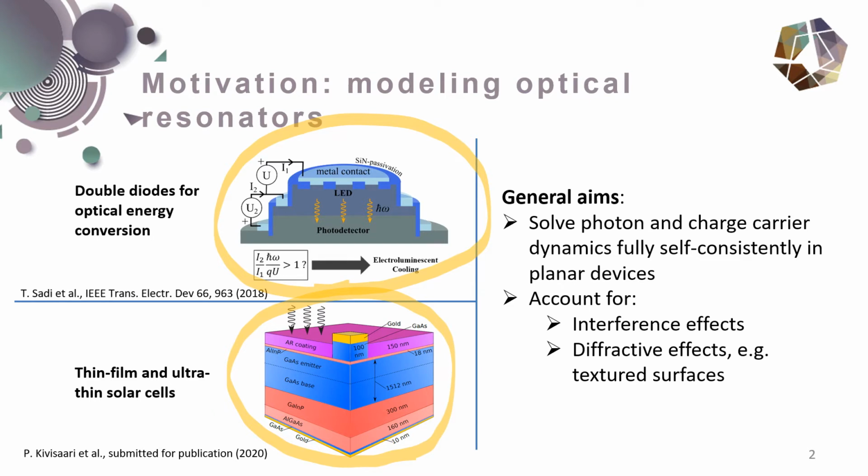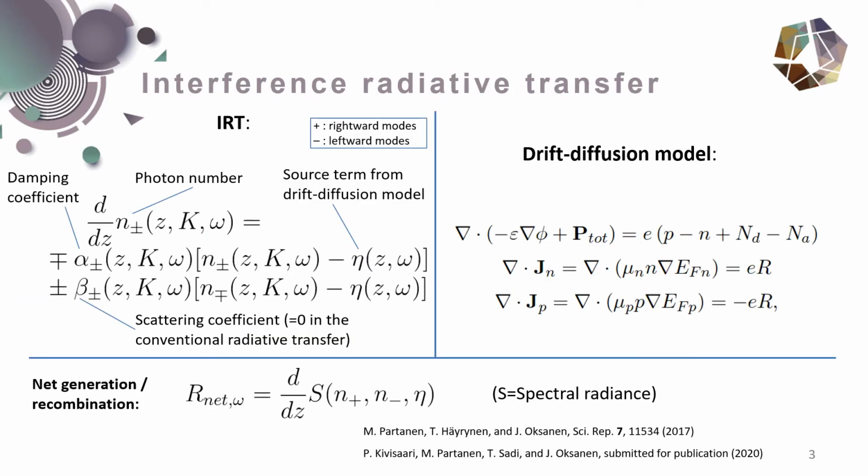Both of these device concepts share the need to solve photon and charge carrier transport fully self-consistently. Especially, we want to account for interference effects through solving Maxwell's equations and for diffractive effects, for example, in the case of textured surfaces. Since this is a poster presentation and I have a very limited amount of time, I'm just going to quickly flash the equations we're solving numerically and self-consistently.